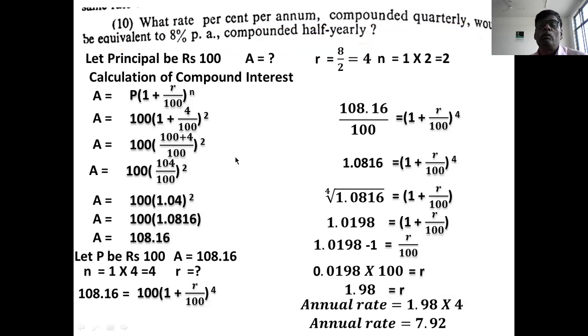Clear? This is problem number 10. Repeatedly solve the problem, then you will be perfect. Otherwise, commercial arithmetic is a gambling subject. Remember this. Okay, now you see the example number 11, exercise number 11.